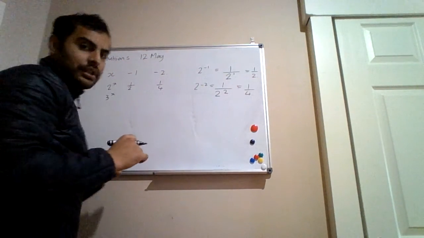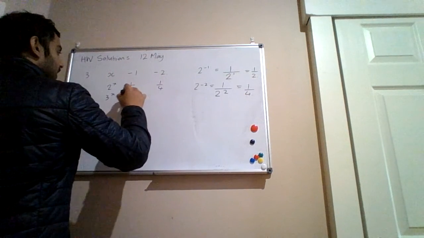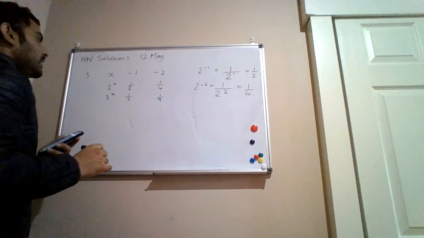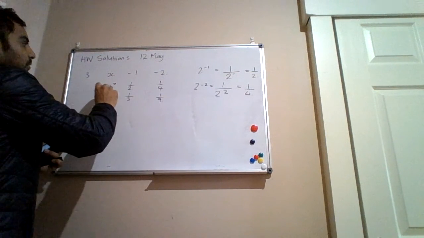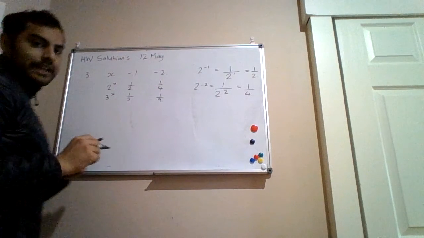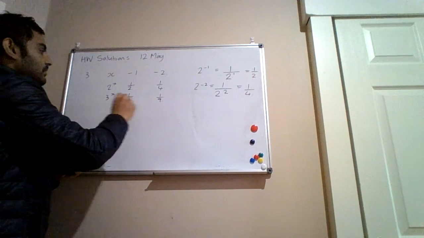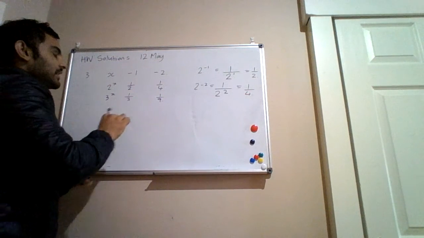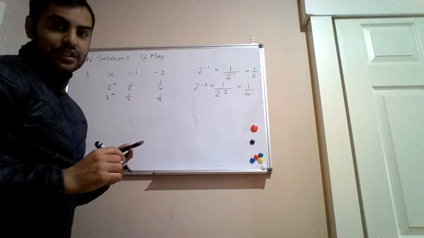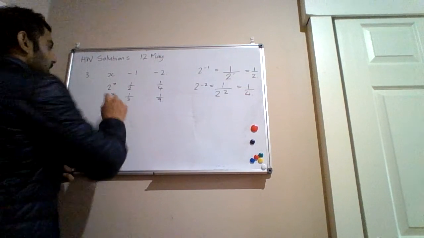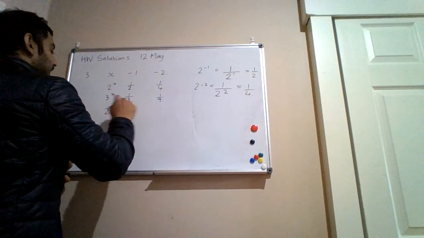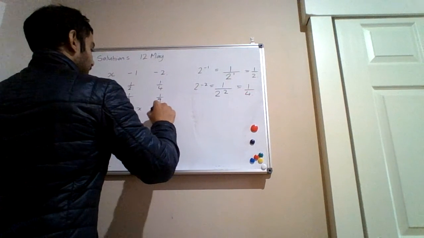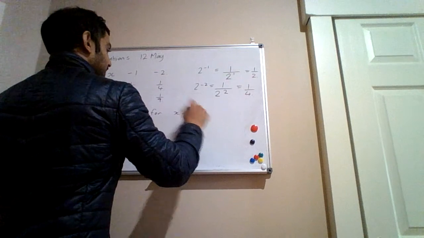Okay, these values you can do on your own. I'm just going to write them down. 1 over 3, 1 over 9. So we can see that the y values for 2 to the x are greater than the y values for 3 to the power of x. A half is a bigger fraction than a third, and a quarter is a bigger fraction than a ninth. So the graph for 2 to the x is greater than 3 to the x for x less than 0.